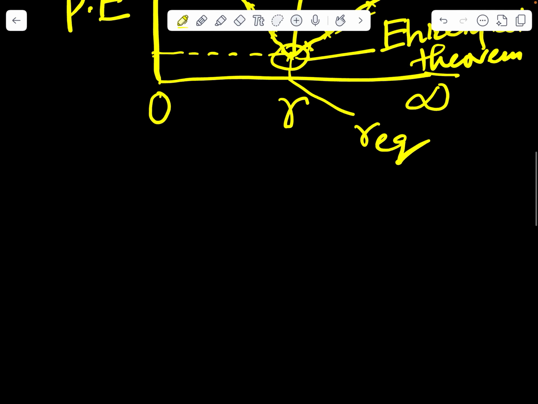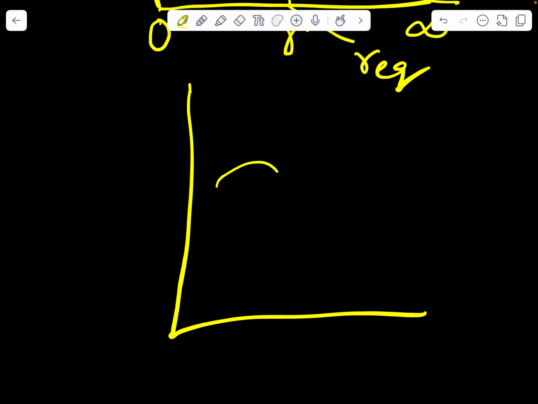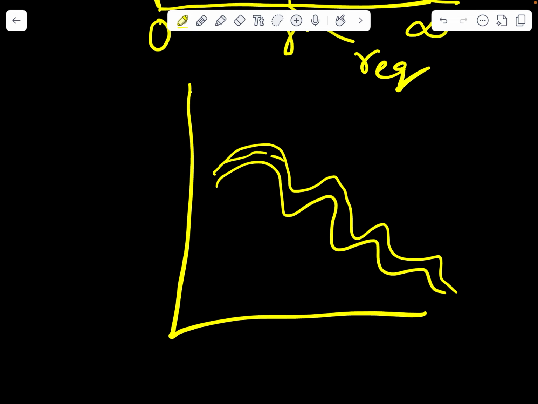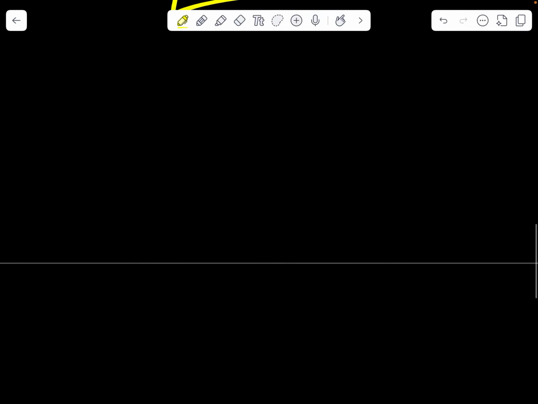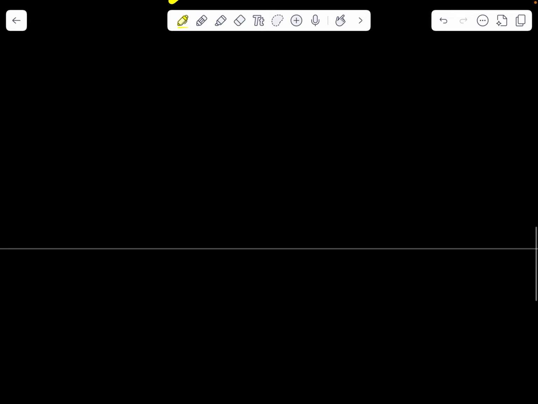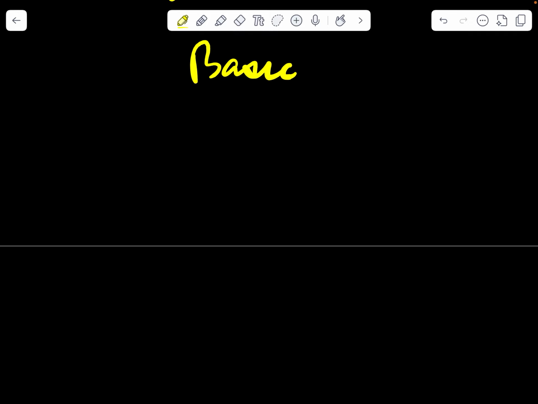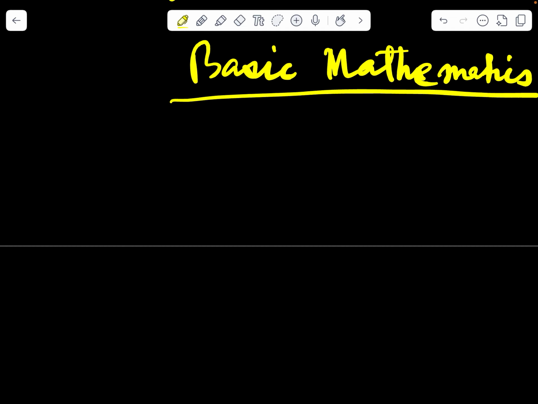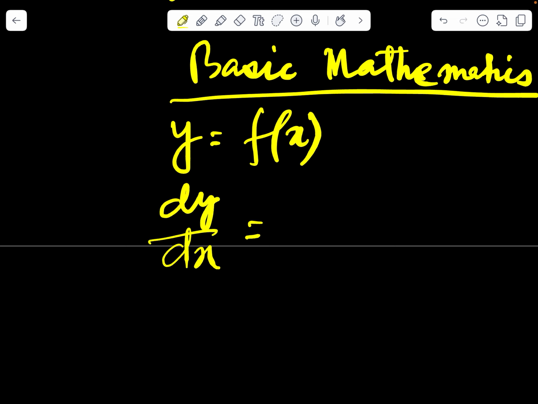Similarly, if we go for a polyatomic molecule, it will look like a surface like this. That means we have to solve at every point to get the minimum. Now when we think about computational chemistry, we have something called basic mathematics. The basics of all quantum chemical calculation, basic mathematics, I am writing. We will use it from our higher secondary days: if y is a function of x, then dy by dx, if it is equal to 0, we call it a critical point.